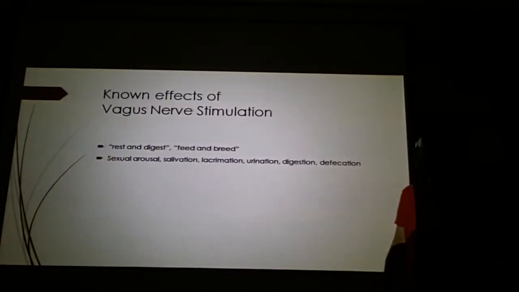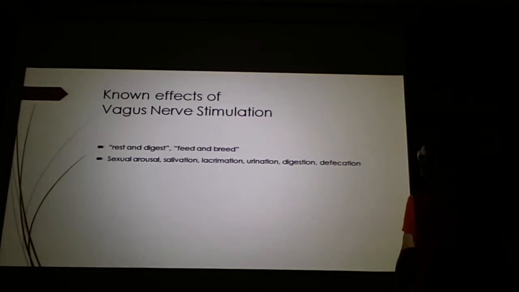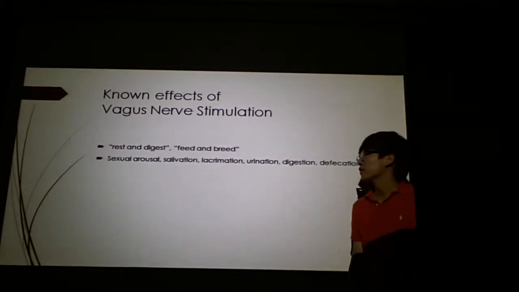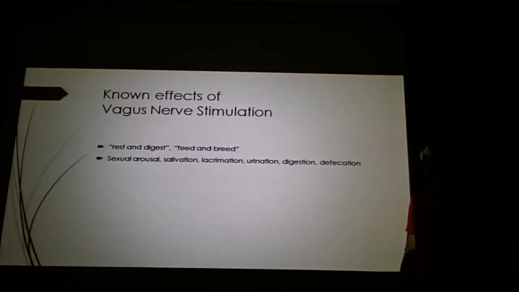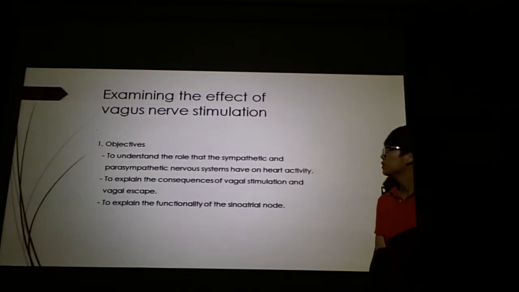And known effects of the vagus nerve stimulation. The vagus nerve stimulation is often called the rest and digest or feed and breathe signs, and literally these signs show when resting or digesting, feeding or breathing. And also sexual arousal, salivation, lacrimation, urination, digestion, and defecation. In cases of these things, you can think that the vagus nerve was stimulated.